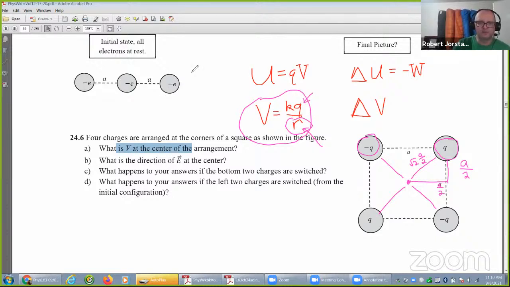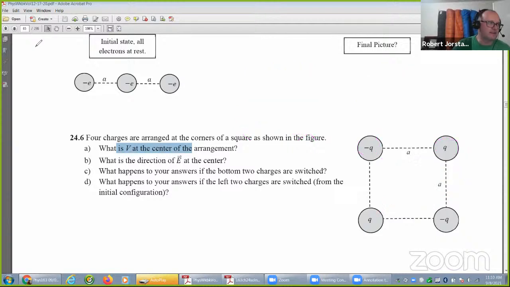All right, so let's clear off those annotations and try the next one. So now what about the electric field at the center? So let's say we're trying to figure out the electric field at the center. Is that going to be 0? What's your gut tell you?